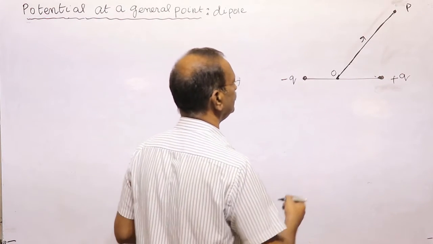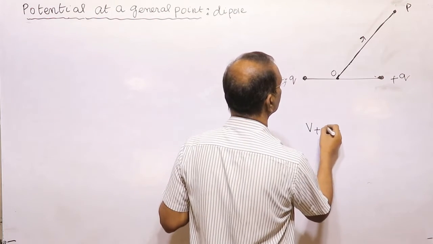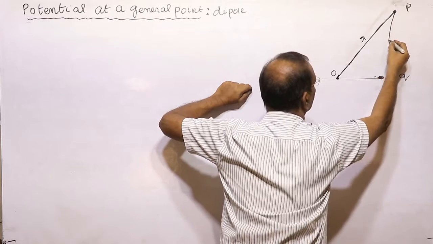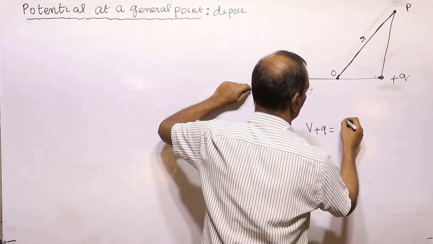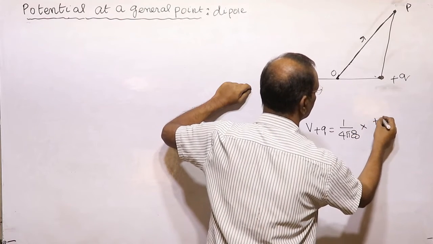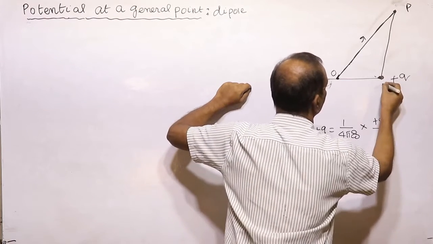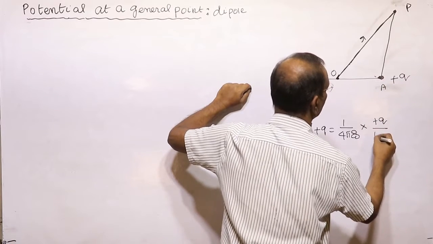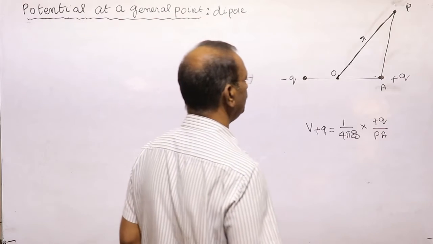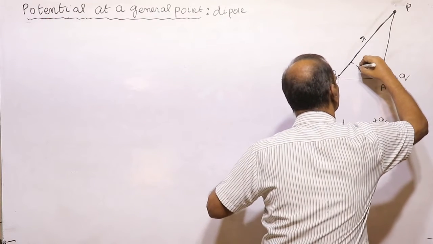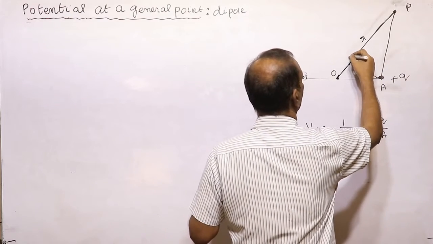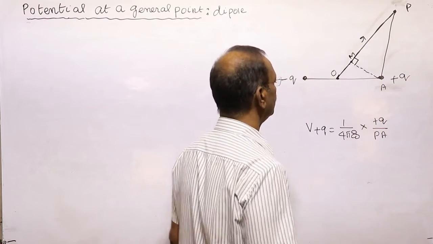So now you see potential due to plus q charge at this point. Let us draw and extend a line. That is 1 by 4 pi epsilon naught into plus q divided by this distance, we say PA. What is the distance PA? To find out PA, we will drop a perpendicular here, and we call this point M.